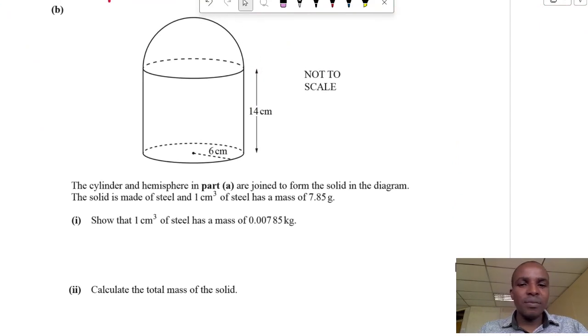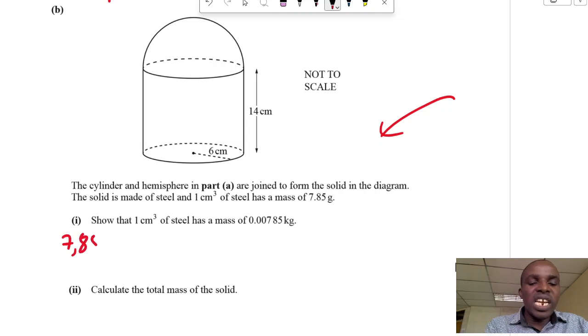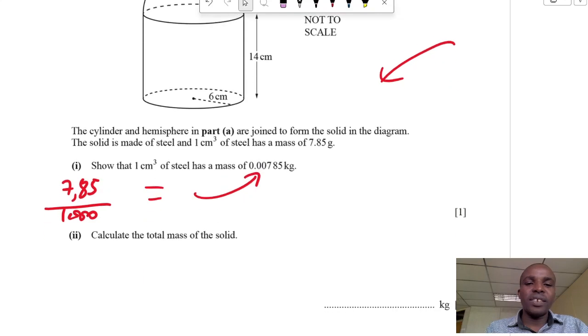Next, the cylinder and the hemisphere in part A are joined to form the solid in the diagram. The solid is made of steel, and 1 cubic centimeter of steel has a mass of 7.85 grams. Show that 1 cubic centimeter of steel has a mass of this value in kgs. So it's just a matter of converting 7.85 grams to kgs. 1 kg is 1000 grams, so you divide by 1000. So you surely get this, just like that.